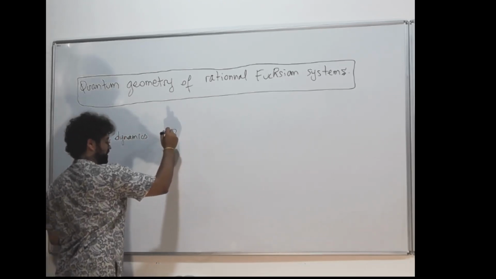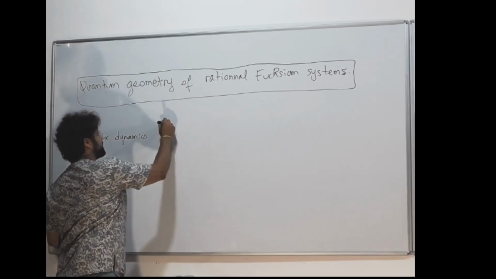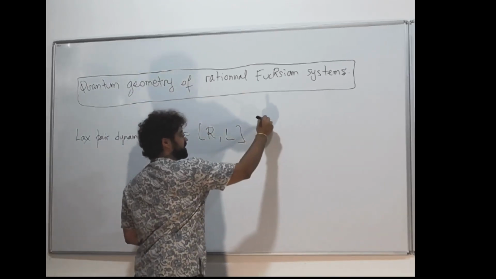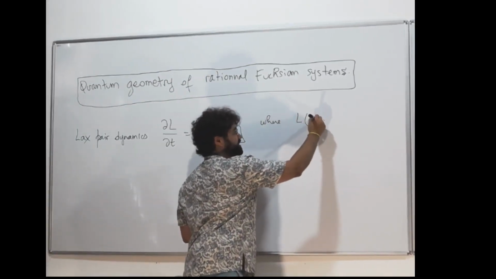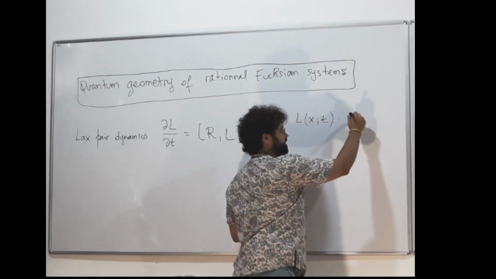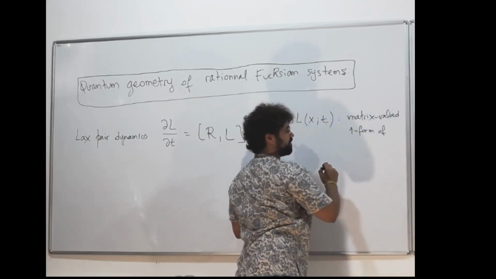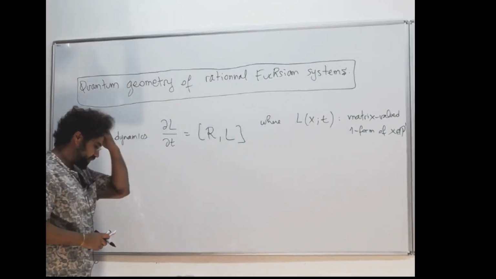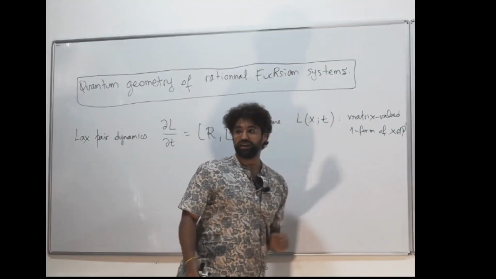So this takes the form dL/dt equals the commutator of R and L, where L actually depends on two variables. One I call x and the other one I call t. And this is for us a matrix-valued one-form of the variable x, say on the Riemann sphere. So here already you see two concepts that appear. One is that of matrices, and the other one is that of the Riemann sphere.